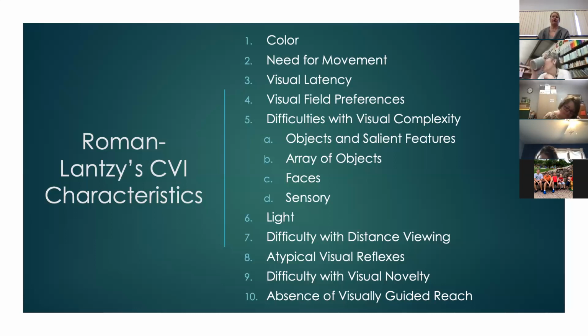Then we're going to look at array of objects, of faces, and sensory complexity. The sixth one is light. Seventh is difficulty with distance viewing. 8 is atypical visual reflex. That's like the blink reflex. And I will say there that Christine Lansky's assessment is really the only one that looks at the blink reflex. 9 is difficulty with visual novelty. That's items that the child may not have seen before. And then the other characteristic is the absence of visually guided reach.